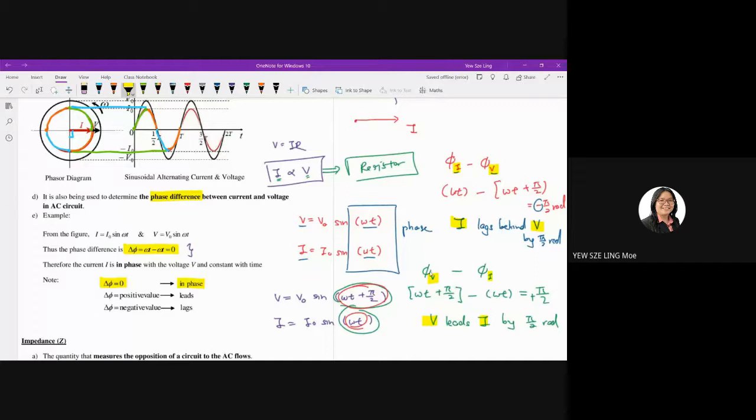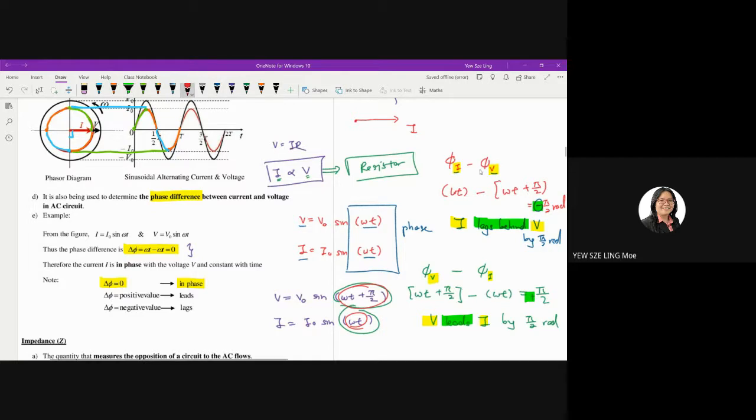Sequence dia sama. Okay, dalam kamu punya equation and your explanation, V and I, they are located in the same position. Just that you have to determine whether it lags behind or it leads. How to tell whether it lags behind or leads? You look at the final answer, whether it is a negative value or positive value.